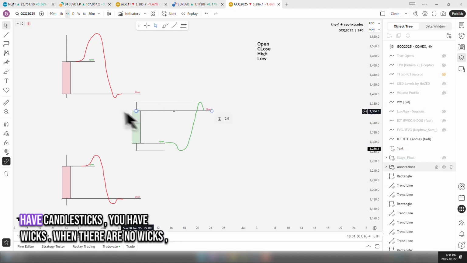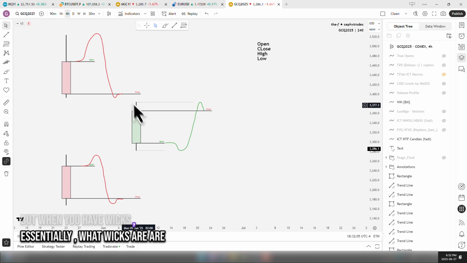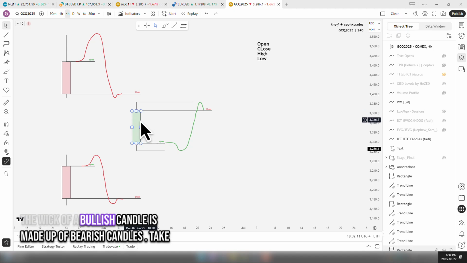Now, when you have candlesticks, you have wicks. When there are no wicks, well, that means it's an engulfing, which is why I said if you don't really understand candlesticks, this video is not about candlesticks. I will try to make a video about candlesticks. But when you have wicks, essentially what wicks are is opposing candles. The wick of a bullish candle is made up of bearish candles.